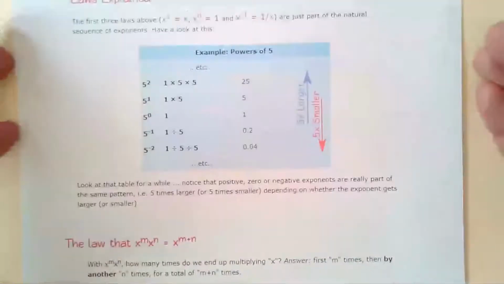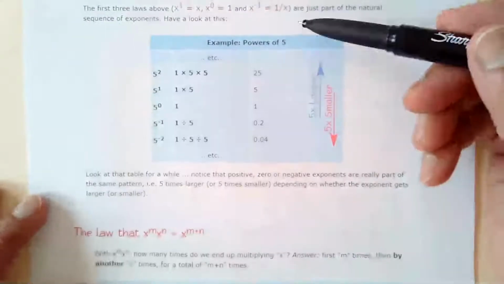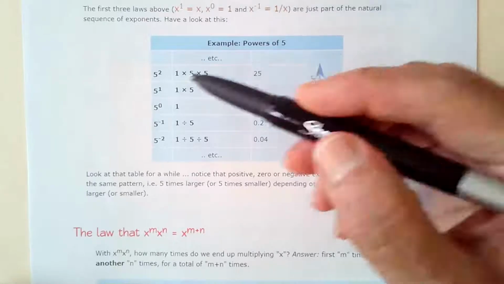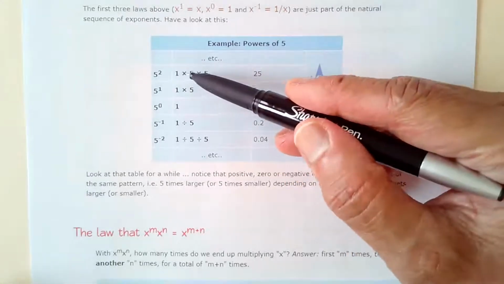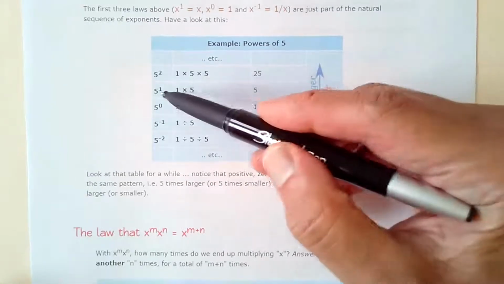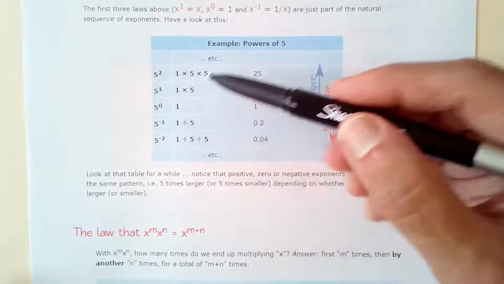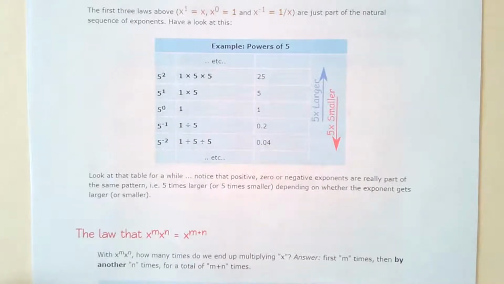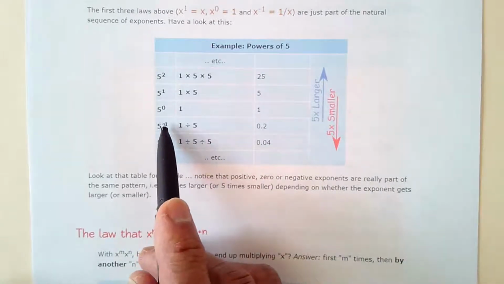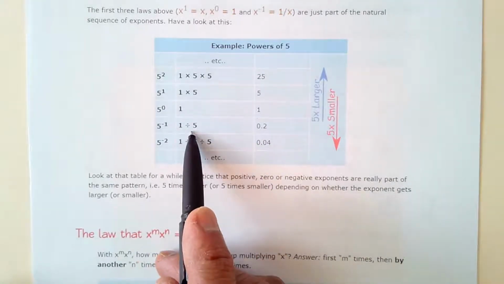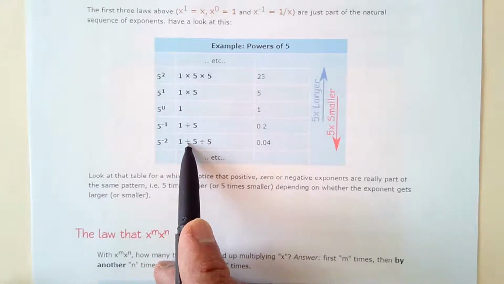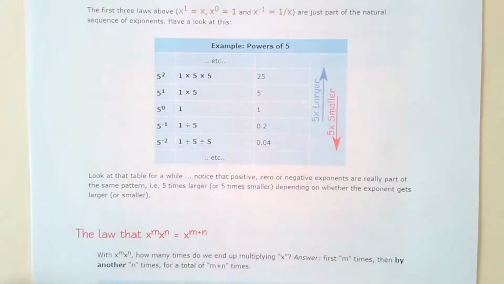And here's a little illustration of how the laws are explained. So we have 5 to the power 2, which means 5 times 5 gives me 25. 5 to the power 1 is 5. 5 to the power 0 is equal to 1. 5 to the negative 1 is 1 divided by 5. 5 to the negative 2 is 1 divided by 5 divided by 5.